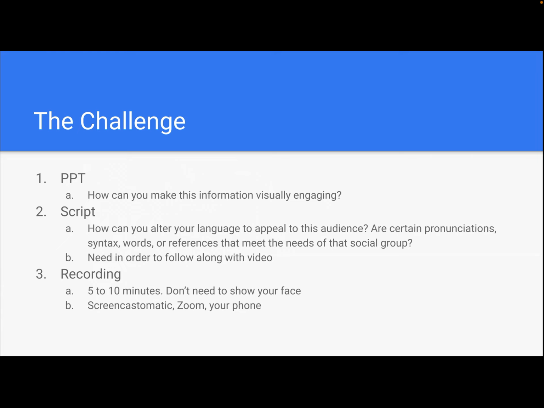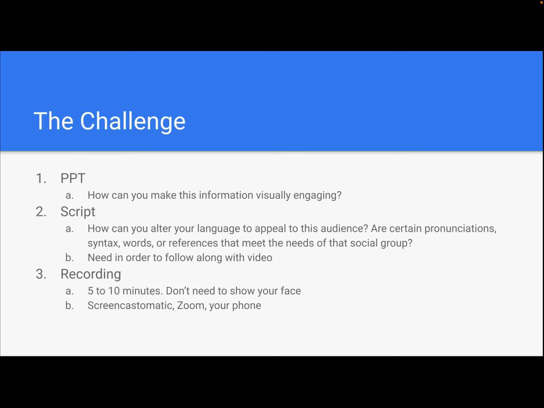Lastly, you will combine the PowerPoint with your script by making the screencast. You can use sites like Screencast-O-Matic or Zoom, or you can even use your phone. You don't need to show your face unless you want to. In terms of length, I just asked that the video be less than 15 minutes.